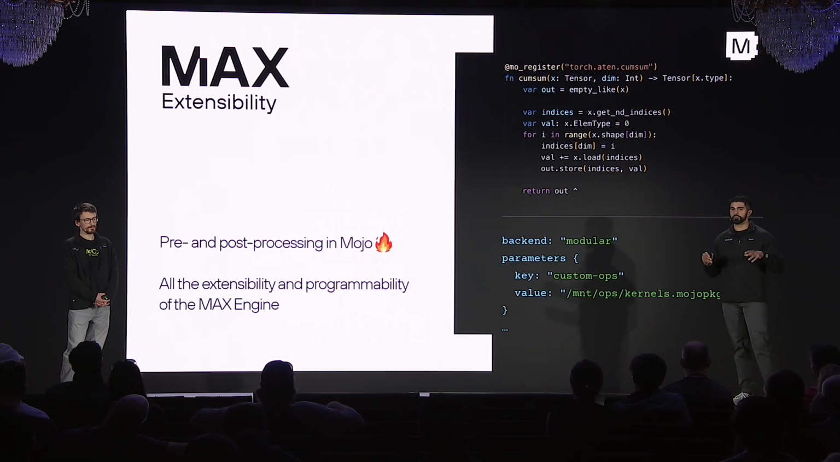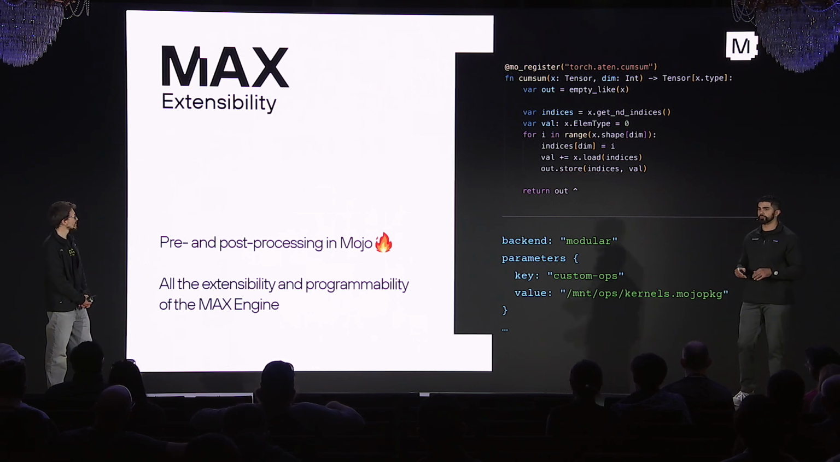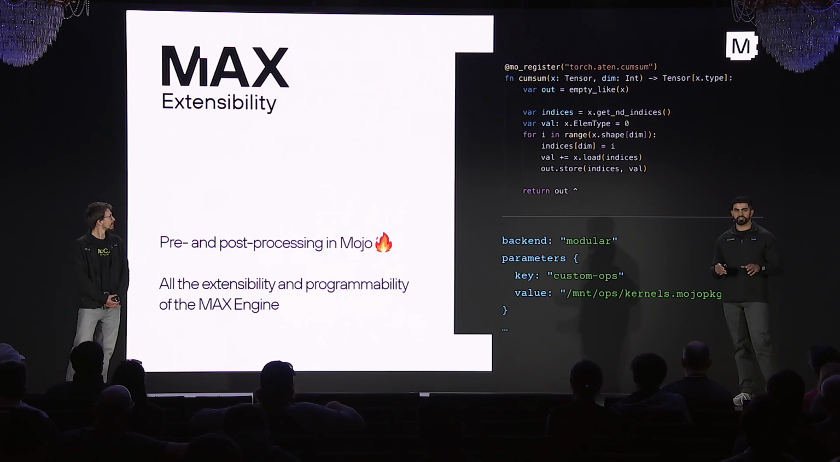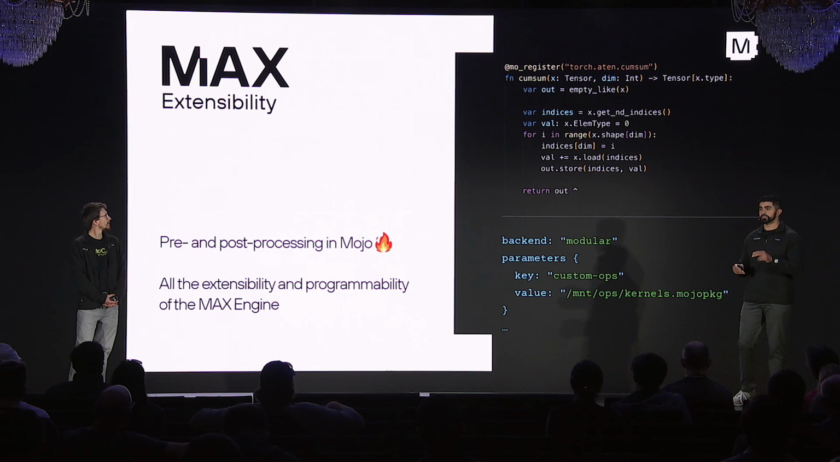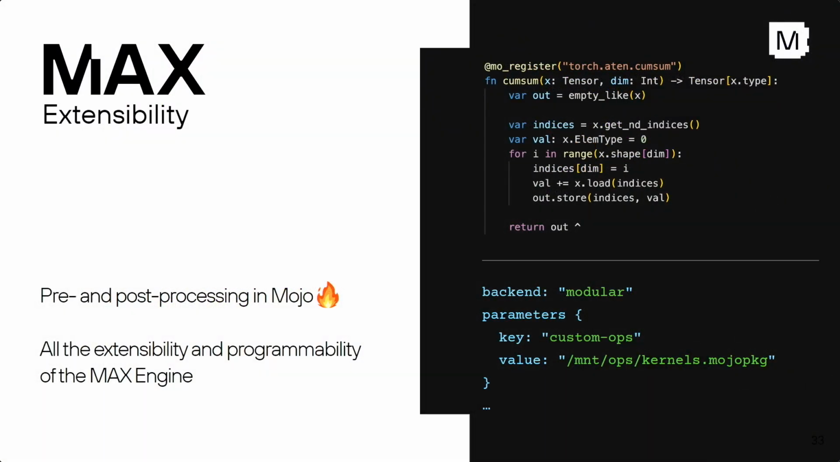In addition, both the Max Engine and Max Serving are fully extensible, allowing you to write your pre- and post-processing steps in Mojo. This means that you get all the extensibility and programmability of the Max Engine, including the ability to write custom ops, which was shown in an earlier Lightning talk, with the Max Serving platform as well. Together with both of these, you get an improvement in performance in your holistic end-to-end inference pipelines.